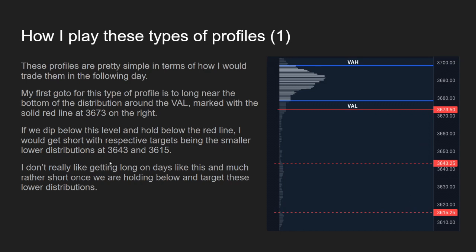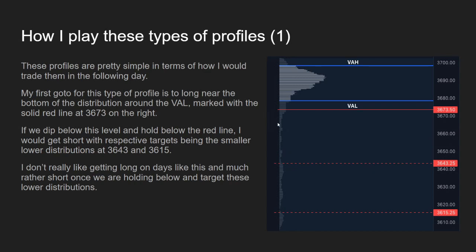As I said earlier, I don't really like getting long on these days and much rather short below the main distribution. This is largely because, in my experience, the trades that I take while longing don't often really work out because the market tends to want to fill. There's usually singles here, and as it is a low volume area, the market tends to want to rotate through this to fix the error that it has created while zipping through it, obviously.